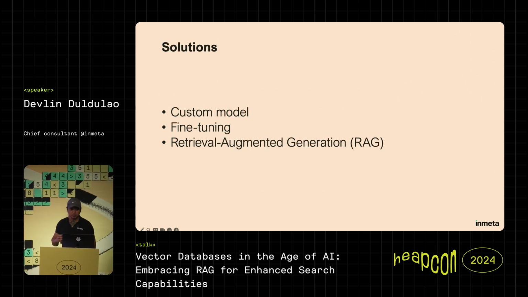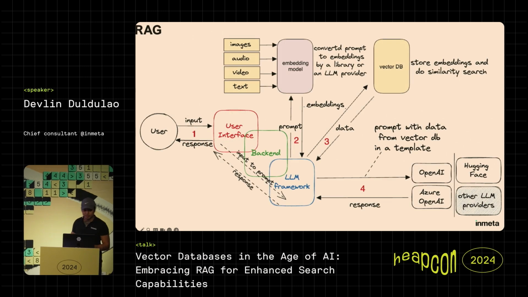So custom model, very expensive. Fine-tuning, also expensive. And again, it's not for frequently updating data. So we have this RAG, and it looks like this.